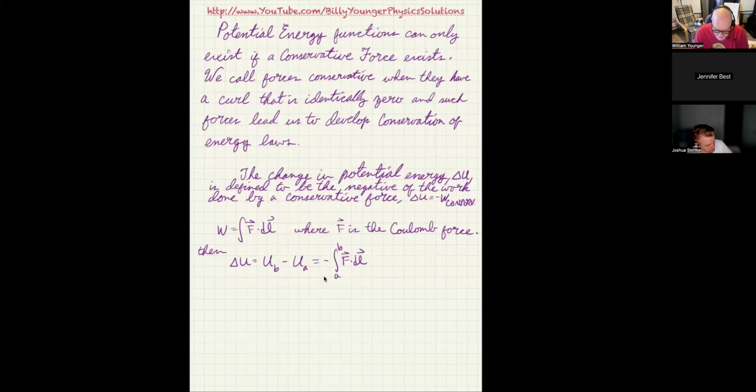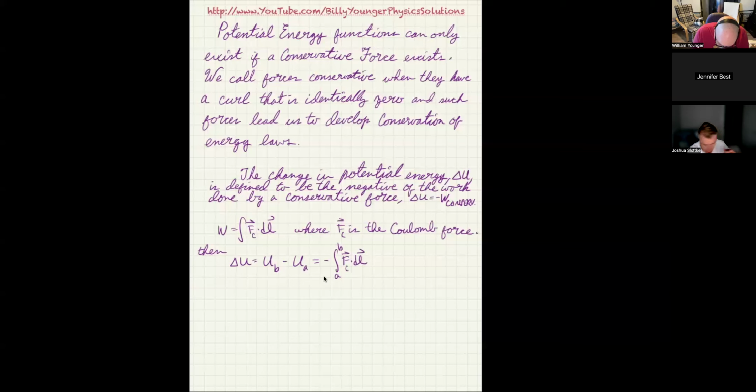And since it's conservative, we can take the integral of that force in going from, let's say, A to B, as I've written here: work equals the integral of F dot dl, where F is a Coulomb force. Then we set delta U, the change in potential energy, which is U final minus U initial, which I called UB minus UA, equal to the negative of the integral from A to B of the conservative force, which I'll call F sub C, just to remind us it is a conservative force. Okay? So with that in mind, you can start to see what's going to happen.